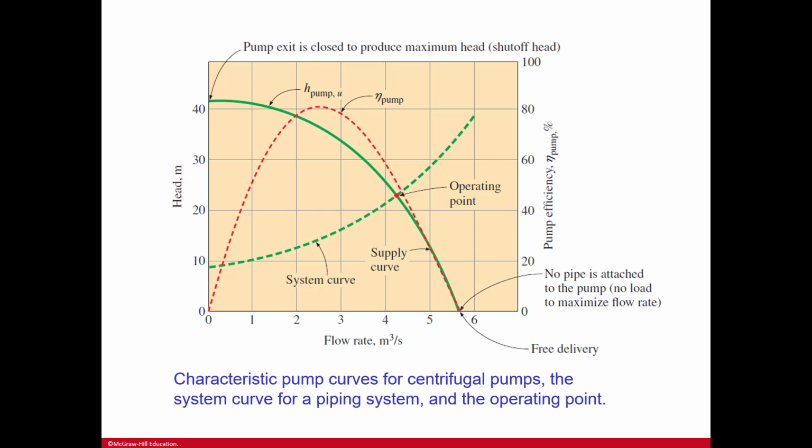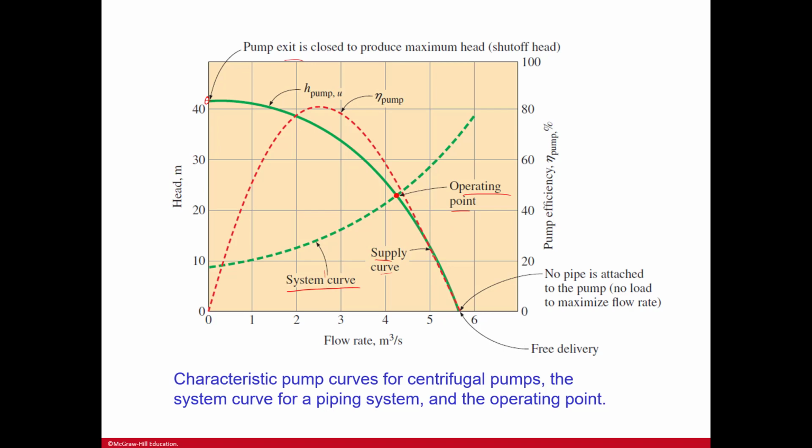So here you have characteristic pump curves for centrifugal pumps and the system curve for piping systems and the operating point. And so you can see here the pump exit is closed to produce maximum head, shutoff head. And then you can see it decreasing as we've got that flow rate. And then no pipe is attached to the pump, so no load to maximize the flow rate. And then here you have the efficiency of the pump going up and then down. We have free delivery. We have, this should be the operating point because we have a system curve over here, and the point at which the system curve meets the solid line is going to be that operating point, right?